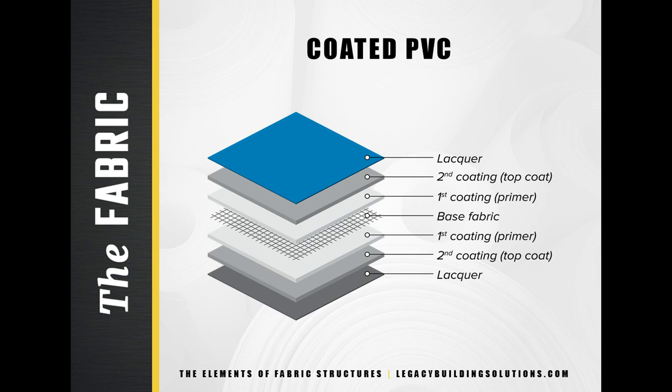The primer layer enhances the bond coating. The top coat helps prevent UV rays from penetrating the inner layers, providing a waterproof barrier and protection to the scrim. The final layer of the fabric is a lacquer. The clear lacquer has two primary roles. It keeps plasticizers within the PVC from coming out and provides a smooth, self-cleaning surface.